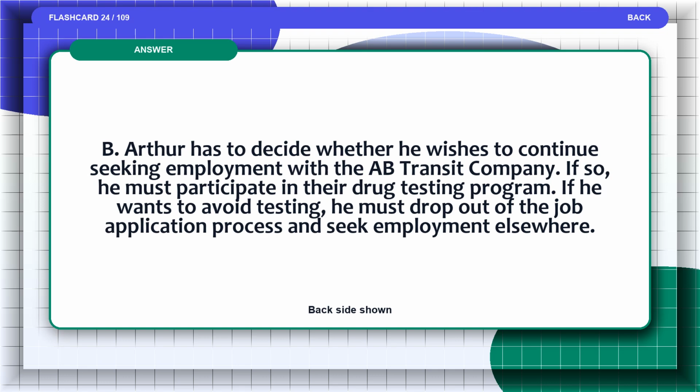The answer is: Arthur has to decide whether he wishes to continue seeking employment with the AB Transit Company. If so, he must participate in their drug testing program. If he wants to avoid testing, he must drop out of the job application process and seek employment elsewhere.